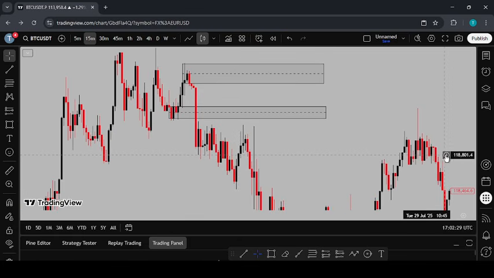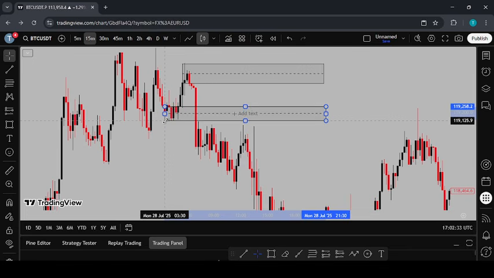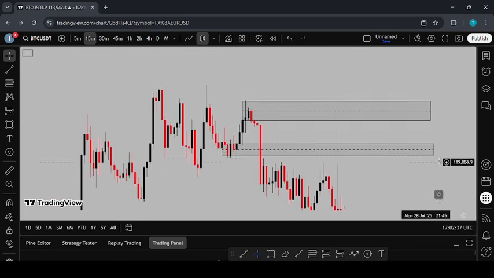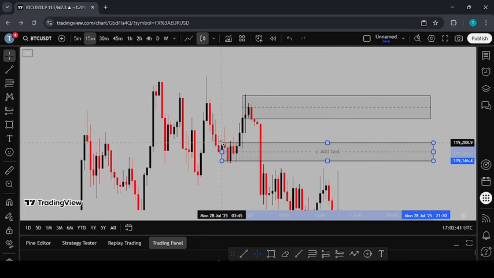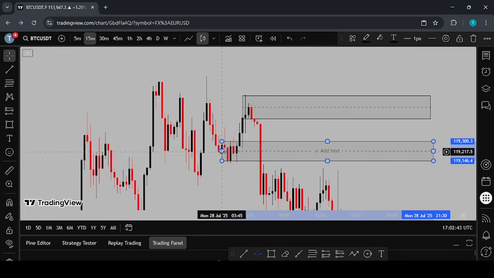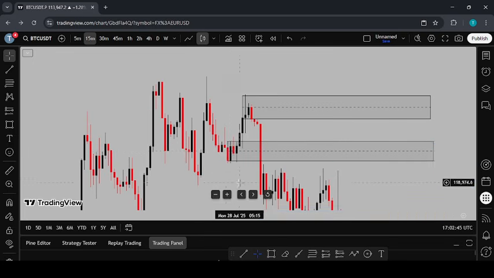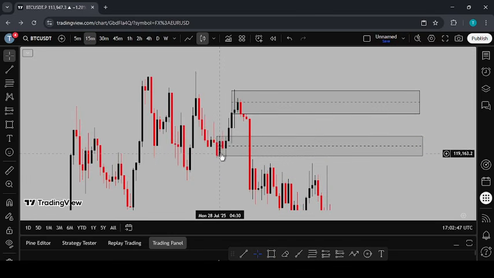Now when I want to pick a breaker block or a mitigation block, I always use the body. I don't like using the wick. I use the body as the low for the sell scenario. Then I can use the wick as the high. Okay, now this bullish move, this last bullish candle that makes the move to the upside is the mitigation block.